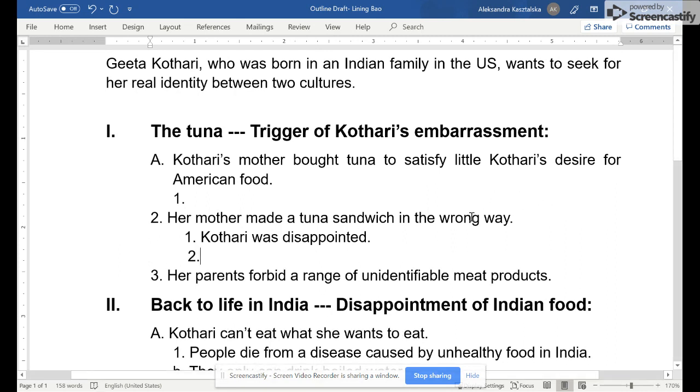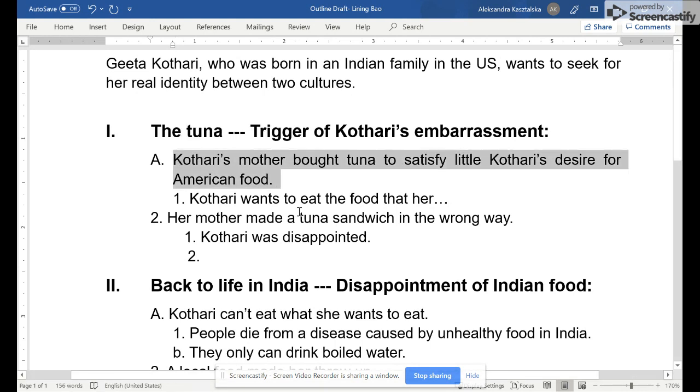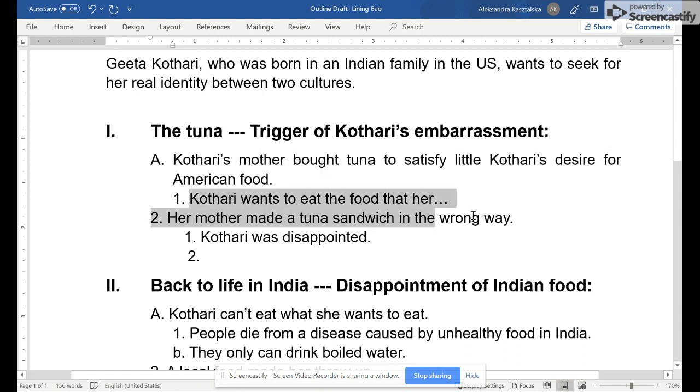If you want to add something here, I'm not sure what this is. How is this related to the tuna, about meat products? This seems to be a different point. Is it even necessary? Remember, in the outline, you can't include all the detail from the essay. So perhaps this could be deleted, and instead, you can tell me more about what happens here. For example, you could mention Kotari wants to eat the food that her American classmates eat, right? That explains why this happened. Why did Kotari ask her mother to make this tuna sandwich or tuna salad? It's because of that. That's where you can put some more detail and give more explanations to your readers.